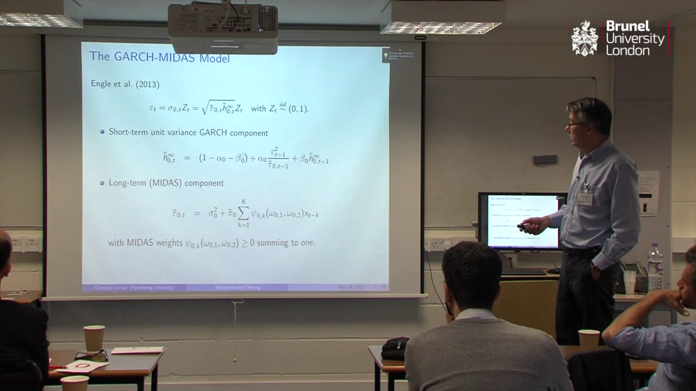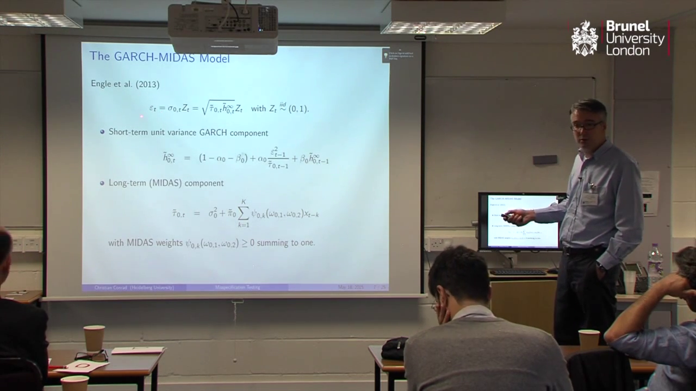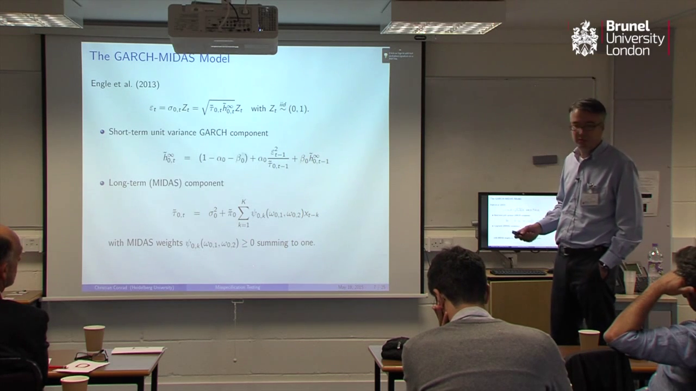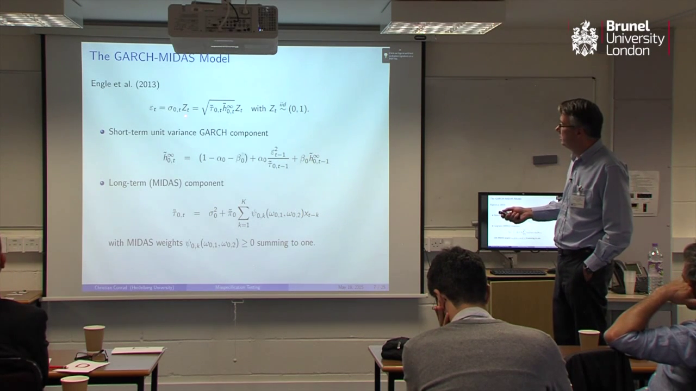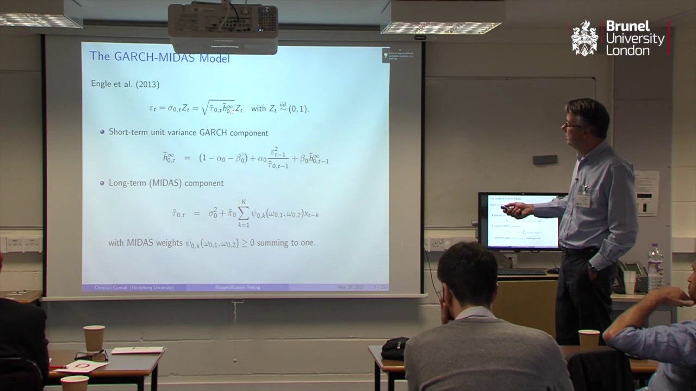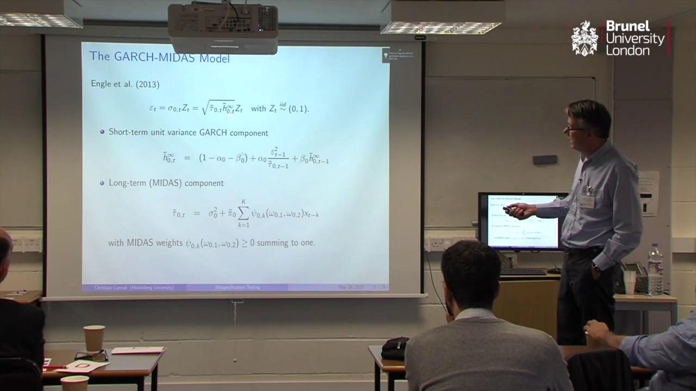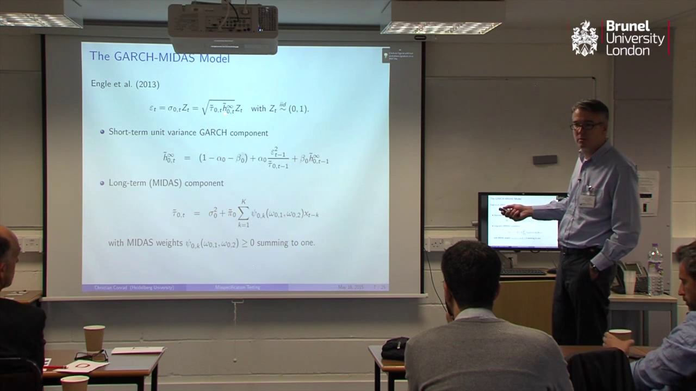Okay, so how does the model look? The epsilon t's will be our returns. We assume that the returns have mean 0. And then we have the innovation z_t, which is IID with mean 0 and variance 1. The conditional volatility is decomposed into tau, the long-term component, and h, the short-term component.